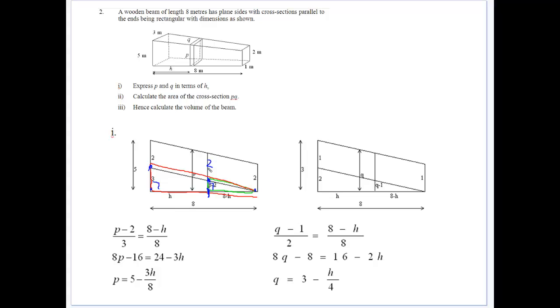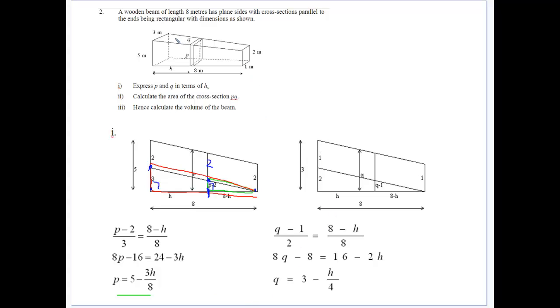So, 2 and P minus 2. Our 2's, and we got our 2 there. So if that's 8 all up, and that's h, then this part would be 8 minus h. So the P minus 2 on 3 equals the 8 minus h on the whole side, which is 8. We manipulate it, multiply it through and divide, subtract and divide, we get P as that expression.